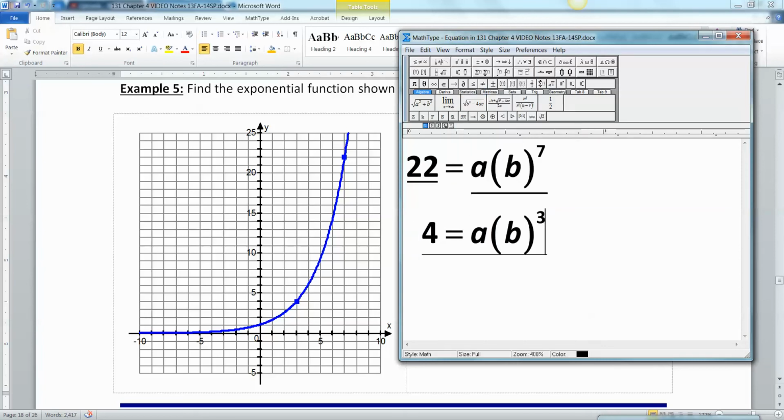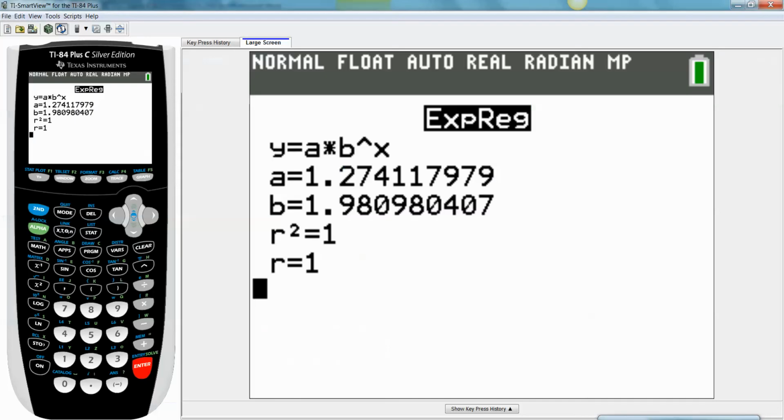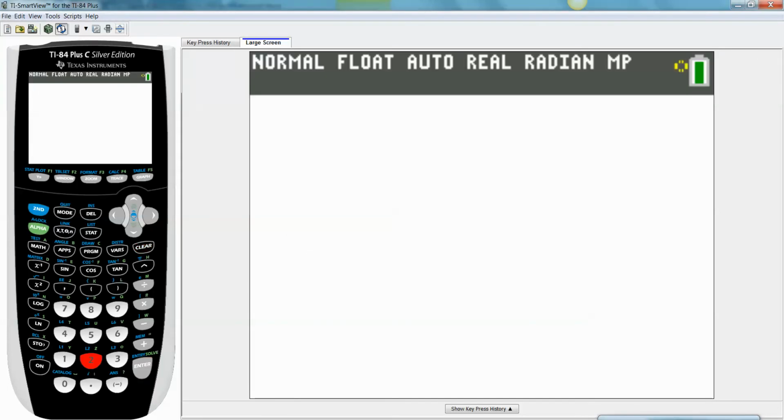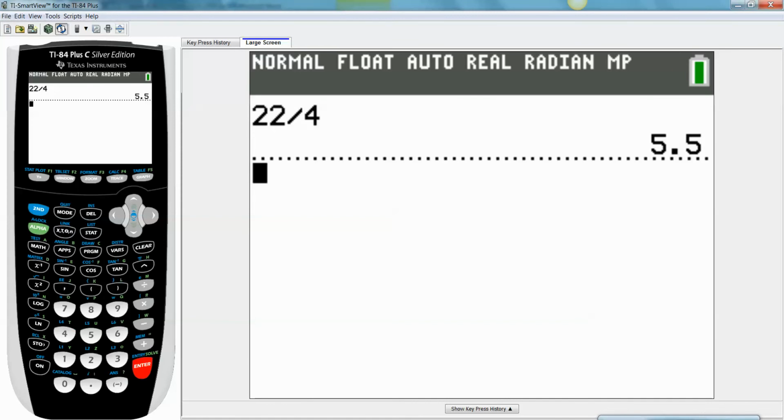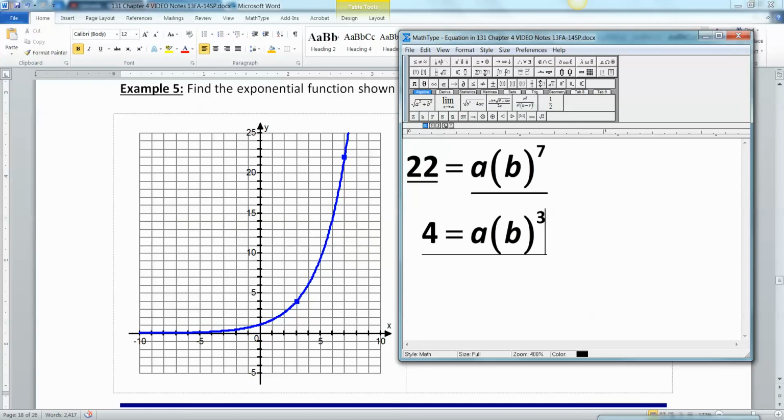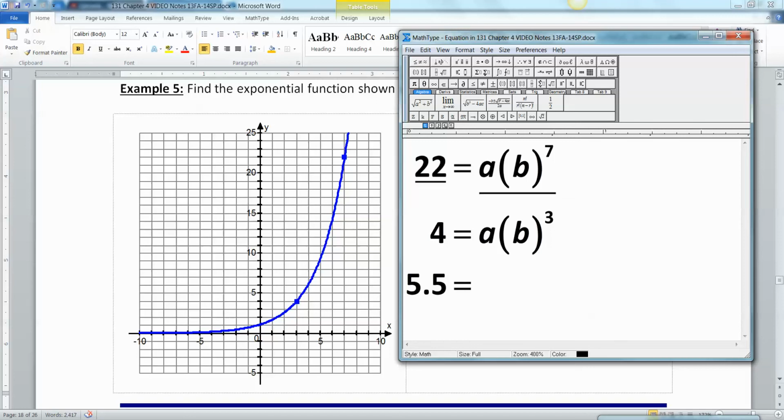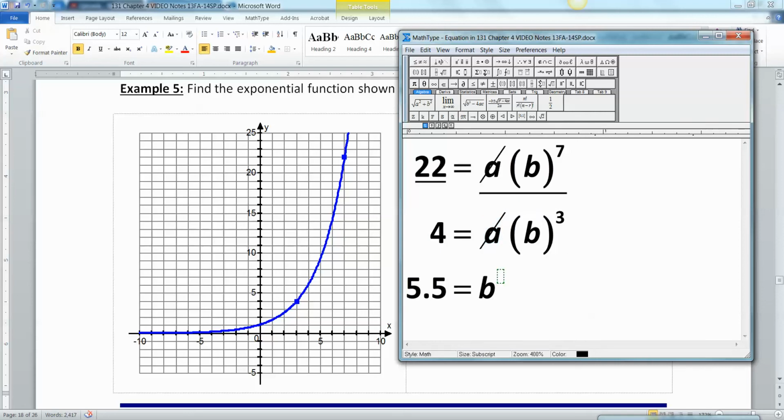Okay, so when we do that, 22 divided by 4. Clear. 22 on the calculator divided by 4 is equal to 5.5. So over here we have 5.5 equals, and then the a's will cancel. That's why we're doing it. So these are gone. And then you have b to the 7 over b to the 3, excuse me. So that's b to the 4.